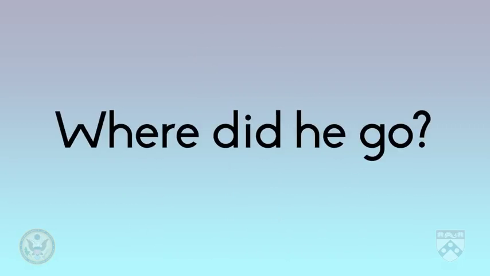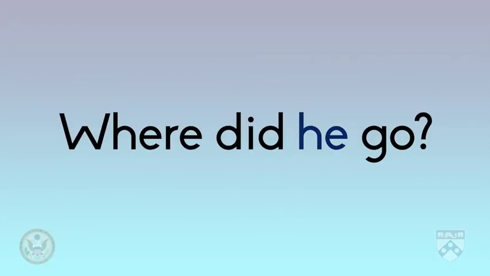For example, where did he go? Here, where is our question word and did is our helping verb. The helping verb tells us that this question is about the past. Now let's talk about the other two parts of question formation, subject and main verb. For example, where did he go? He is the subject and go is the main verb.